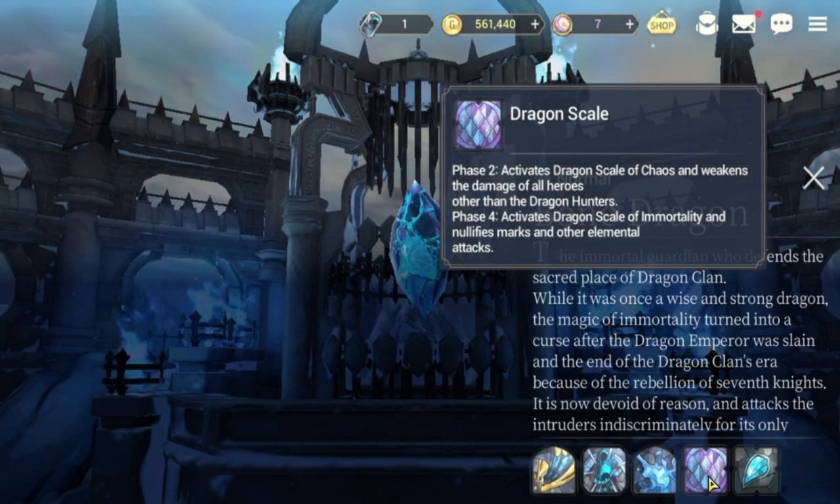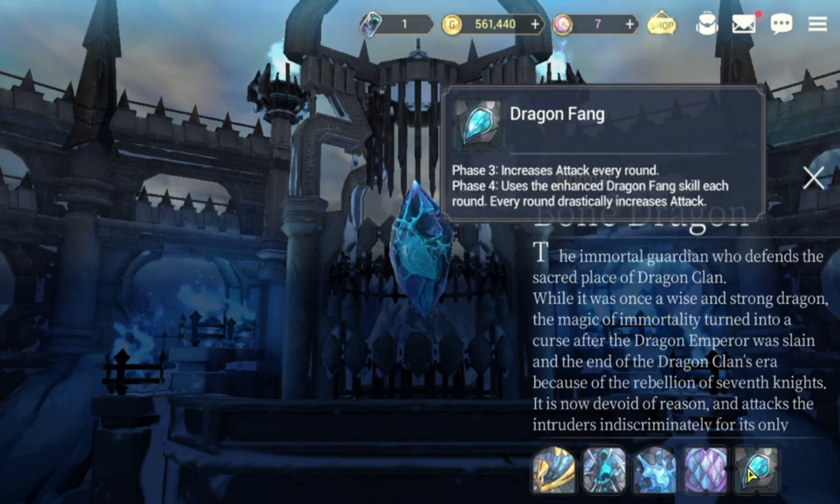Next would be your Dragon Scale. For phase 2, it activates Dragon Scale of Chaos and weakens the damage of all heroes other than Dragon Hunters. So again, I'll discuss this later. Phase 4 activates Dragon Scale of Immortality and nullifies marks and other element attacks.